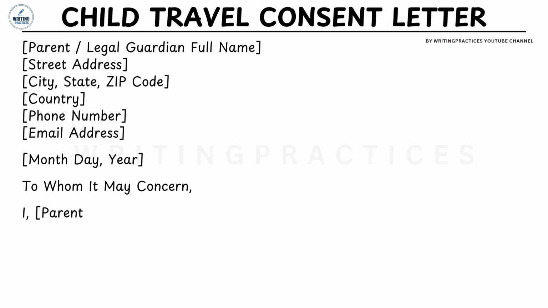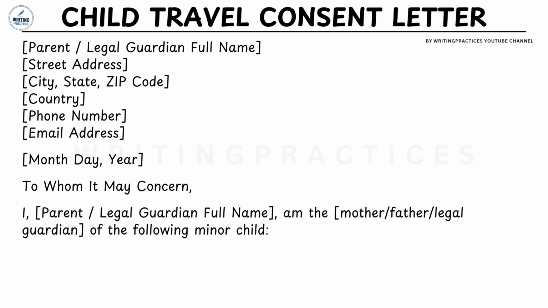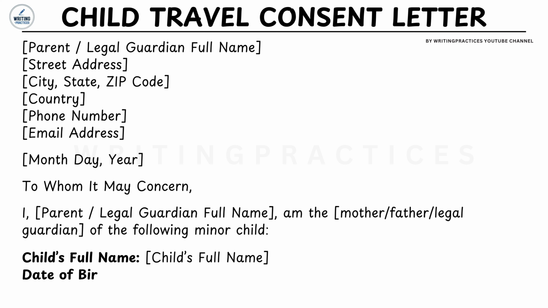Parent declaration paragraph. This section identifies the parent or guardian and the child. For example, I, Jennifer Miller, am the mother of the following minor child. This formally establishes your legal relationship to the child. Pro tip, use the parent or guardian's full legal name, exactly as shown on official documents.